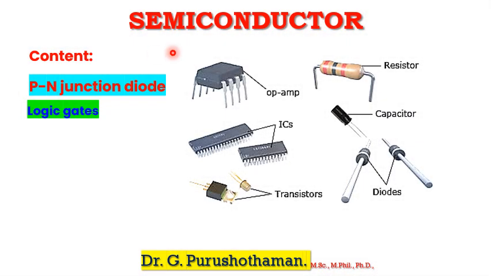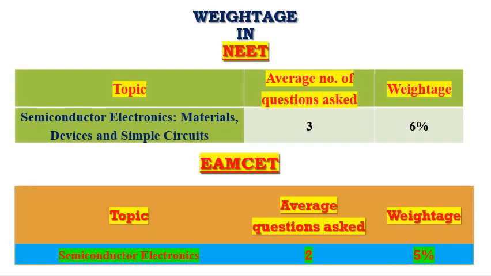The next chapter in the discussion here is semiconductor devices. From this chapter, what we are going to concentrate on is the PN junction diode and logic gates. According to the weightage in NEET, they used to ask three questions from this, about 6% weight, but in MHT-CET only two questions they are going to ask.